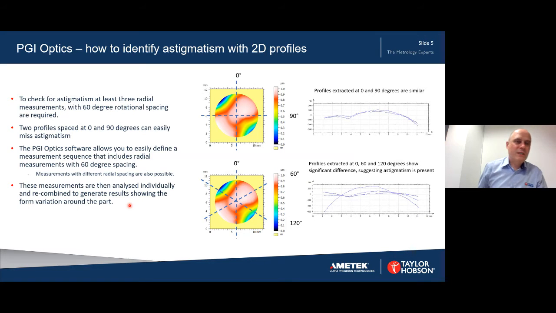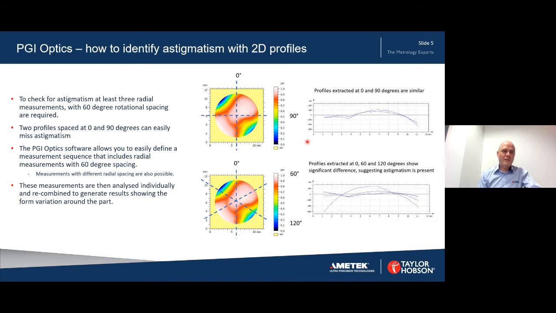So if you want to check for astigmatism, you wouldn't want to use two profiles, okay? If you have two profiles spaced at 0 and 90, as you can see from the example here, if you extract those two profiles along those two axes, they're actually very similar. So if you only took two 2D profiles, one at 0 and one at 90 degrees, you may look at that part and consider it to be a very good part with no astigmatism. But we know from looking at the 3D plot that it isn't.